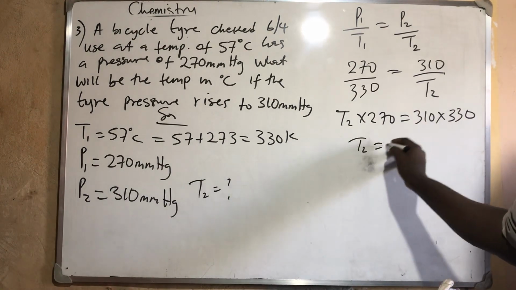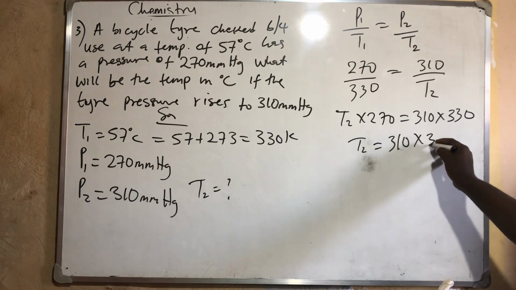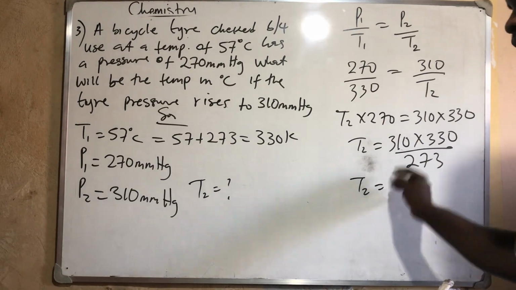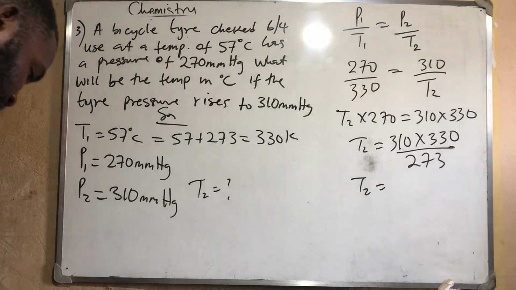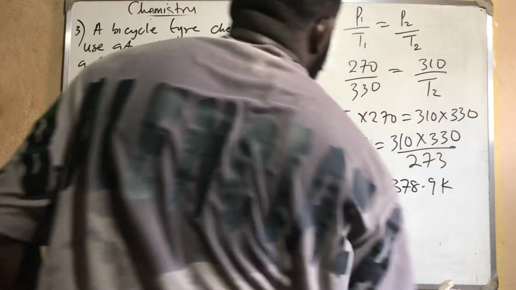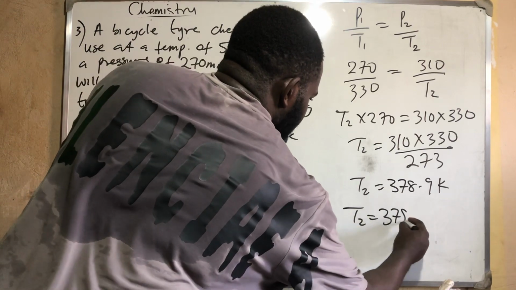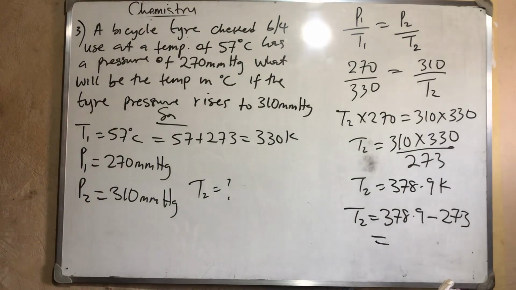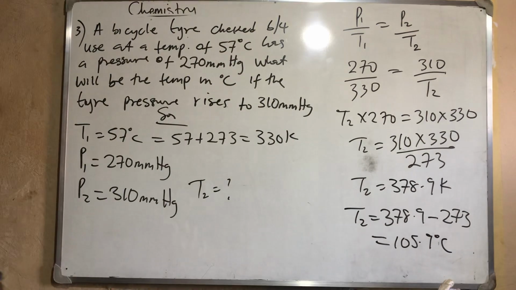So my T2 will be 310 times 330 divided by 270. If you do the calculation, you will get 378.9 Kelvin. But they say we should do it in degrees Celsius, so T2 will be 378.9 minus 273, which gives you 105.9 degrees Celsius.